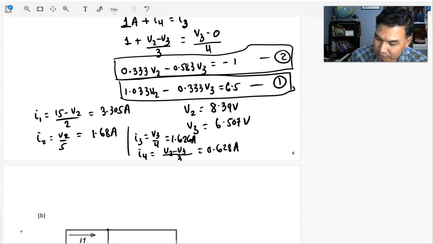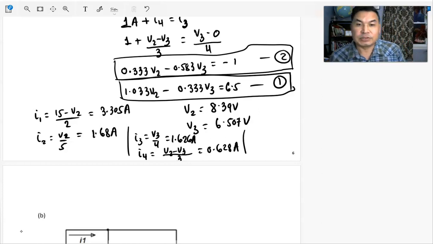So this is how you solve the unknown voltage and unknown current on any given circuit network using nodal analysis.